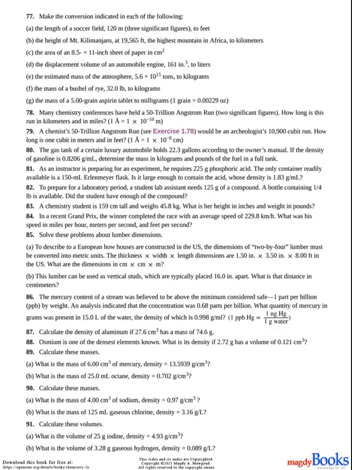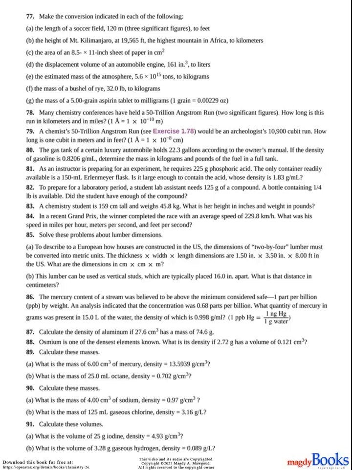89. Calculate these masses. A. What is the mass of 6.00 centimeter cubed of mercury, density equals 13.5939 gram per centimeter cubed? B. What is the mass of 25.0 milliliter octane, density equals 0.702 gram per centimeter cubed? 90. Calculate these masses. A. What is the mass of 4.00 centimeter cubed of sodium? Density equals 0.97 gram per centimeter cubed. B. What is the mass of 125 milliliter gaseous chlorine? Density equals 3.16 gram per liter.